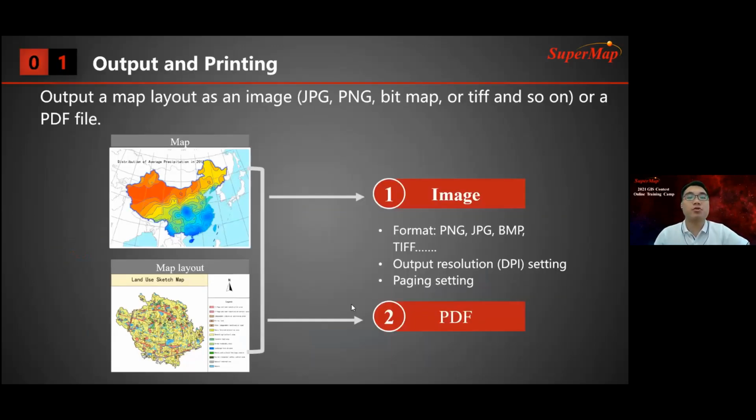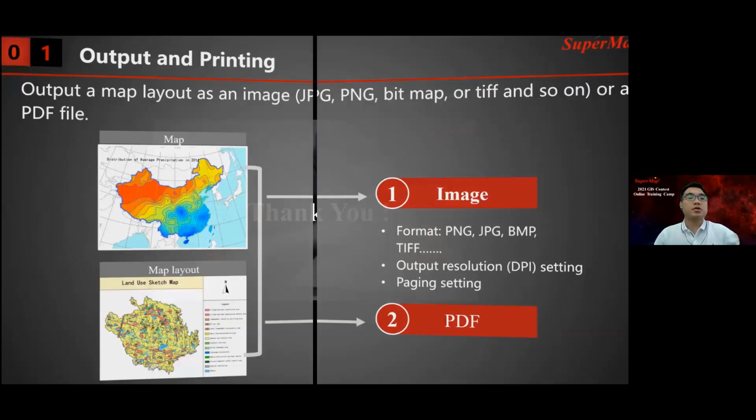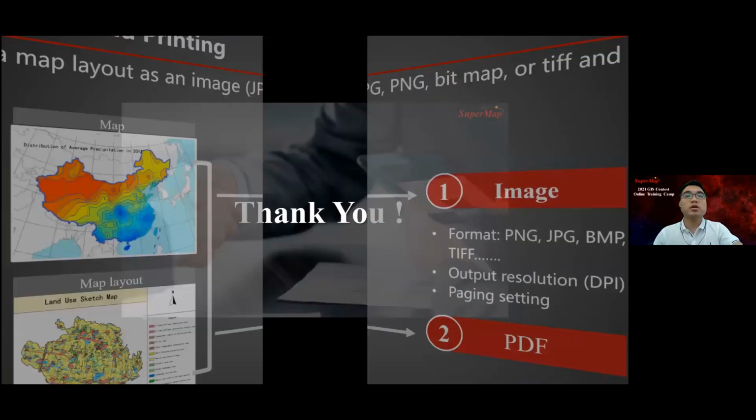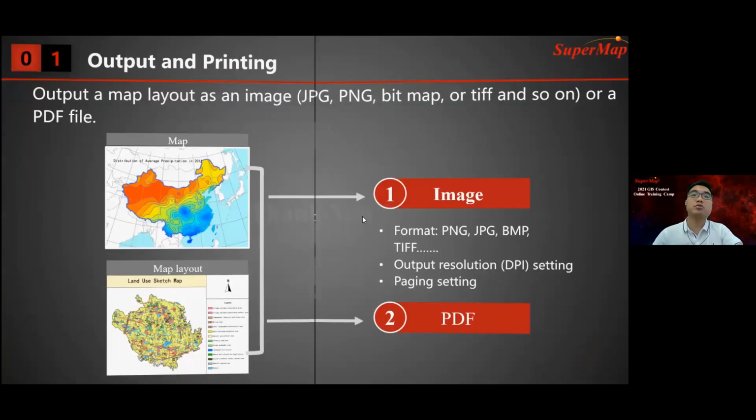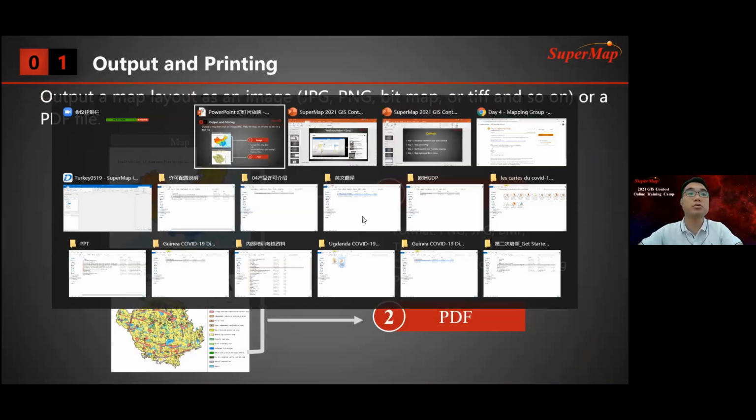For the map output, after you configure your layout, you can save your layout in the workspace. For the output, you can output to image or output to PDF. Now I will go to the software to show you.